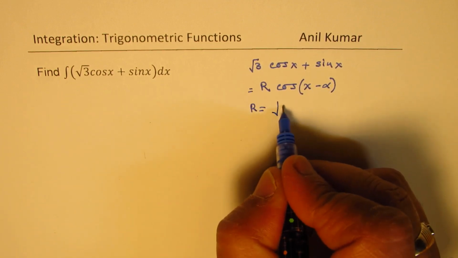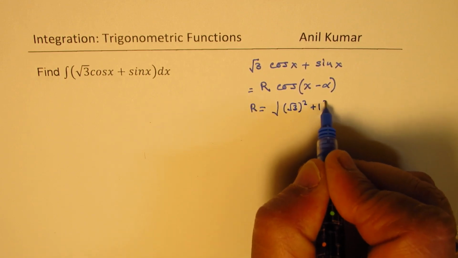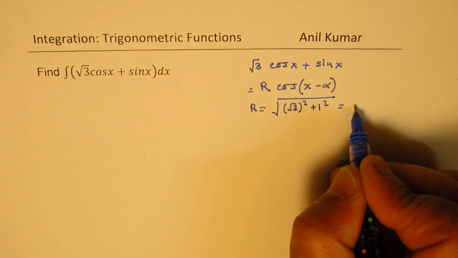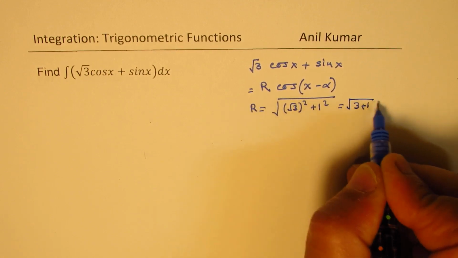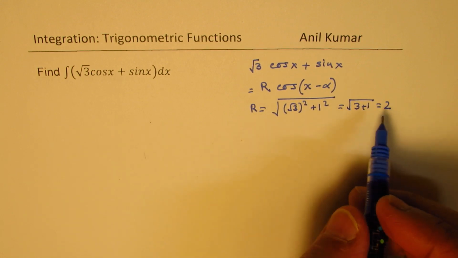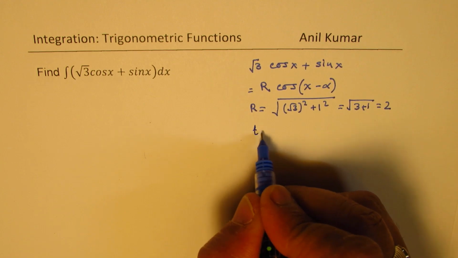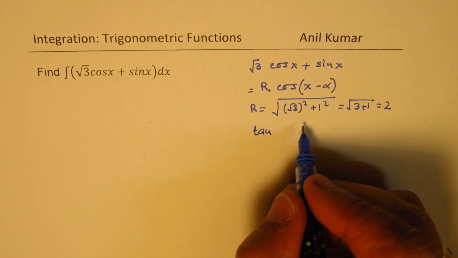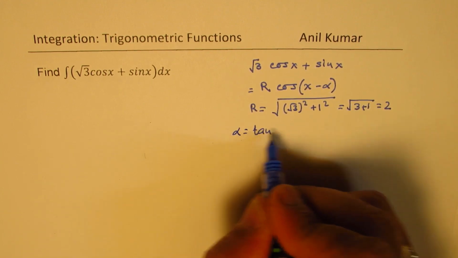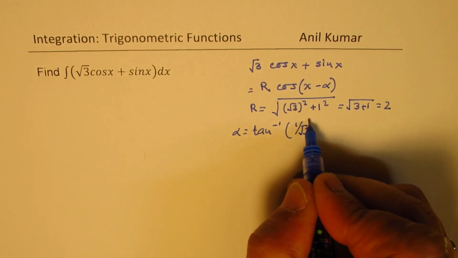So r is the square root of square root 3 squared plus 1 squared, which is 3 plus 1 or 4, and that gives you a positive value of 2. So r is always positive, right? And for the alpha value, tan alpha, we can say alpha is tan inverse. So let's write alpha equals tan inverse of 1 over square root of 3, right?